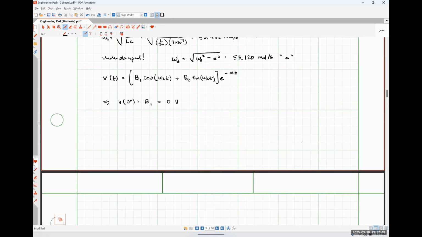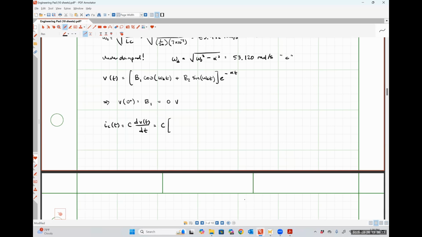Now I need to go into my derivative-based relationship, right? So I know that the current flowing through a capacitor is equal to C times the derivative of the voltage with respect to time. So this is going to be C times, and now I'm just going to go to my table because I already did the derivative for you. Can't remember what this is off the top of my head. If there's an extra table, that would be great. Thank you.